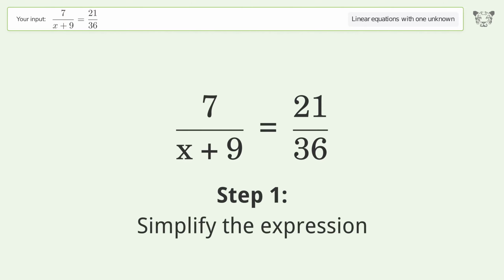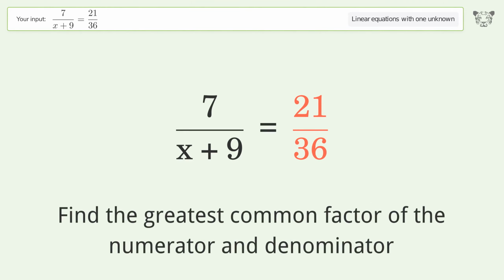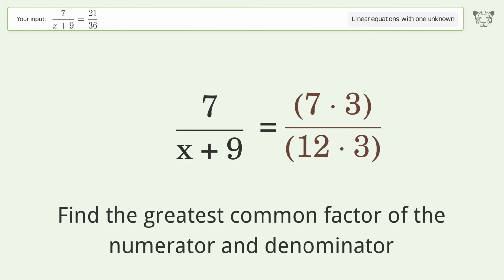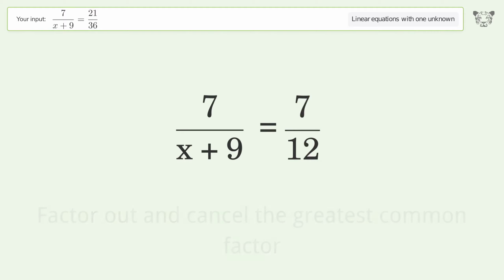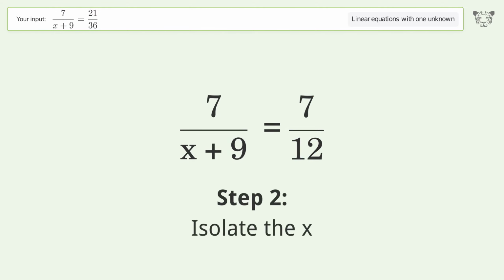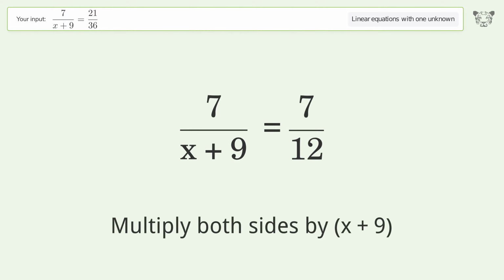Simplify the expression. Find the greatest common factor of the numerator and denominator. Factor out and cancel the greatest common factor. Isolate the x. Multiply both sides by x plus 9.